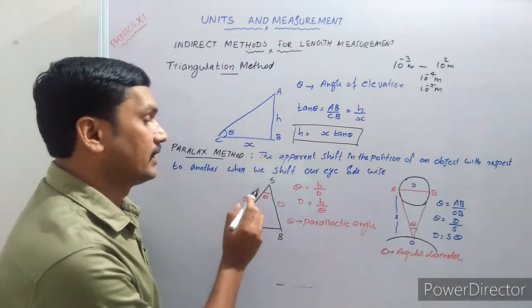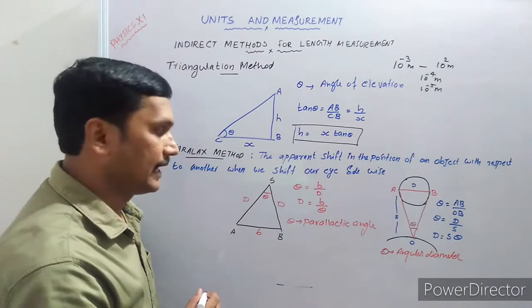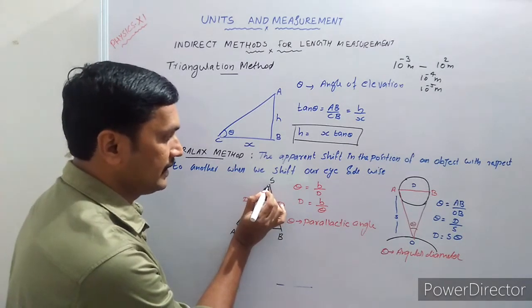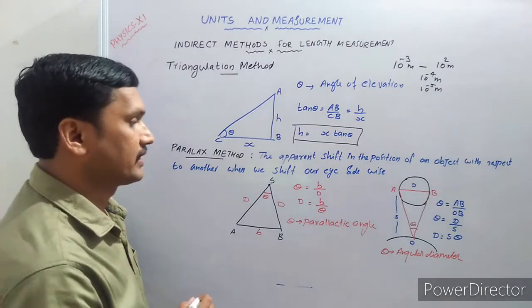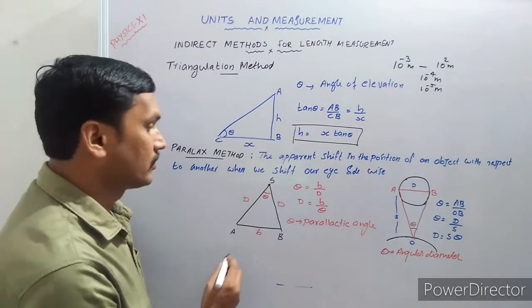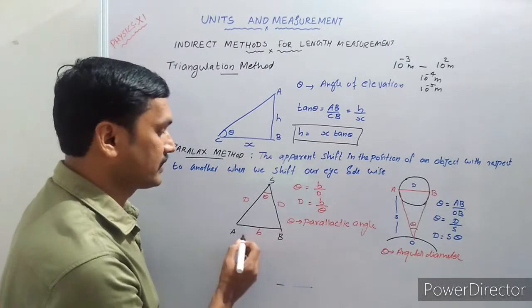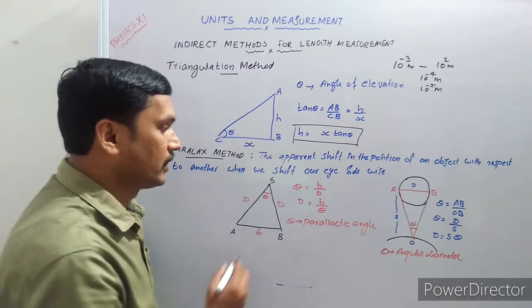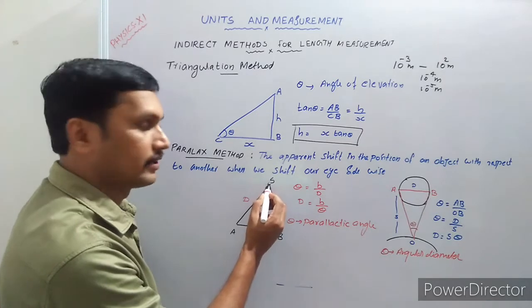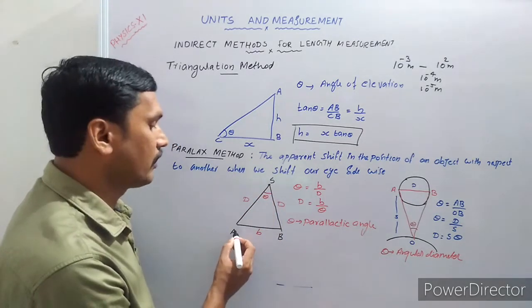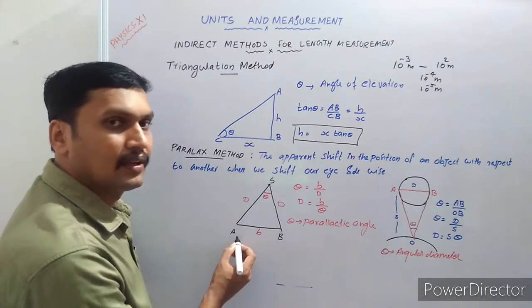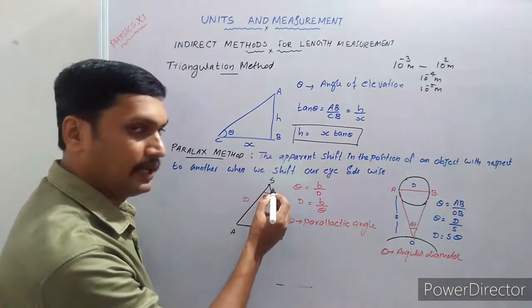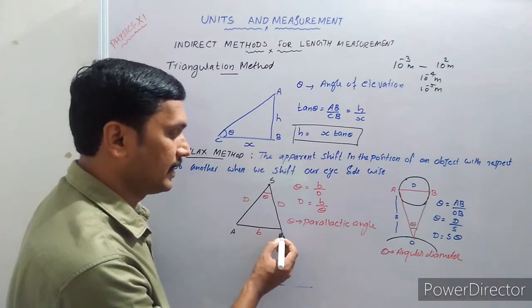To measure the distance to any heavenly body by the parallax method, let us see the procedure. Suppose in the diagram, S is a heavenly body. We want to measure the distance to S. So to measure that distance from the earth surface, suppose A and B are the two observation points. We are observing this heavenly body S from the two observation points A and B, and measuring the angle made by this heavenly body with these two observation points A and B.